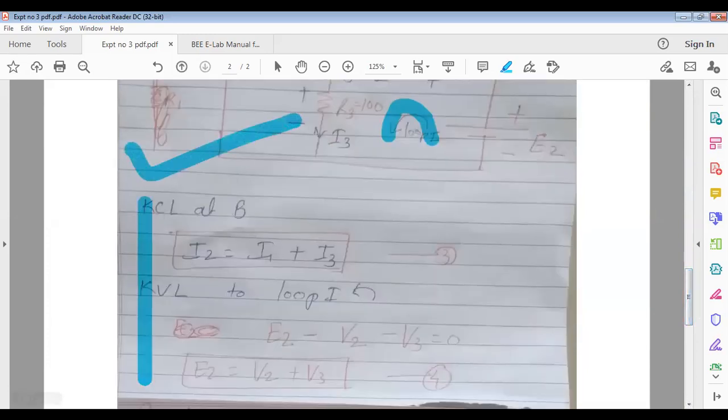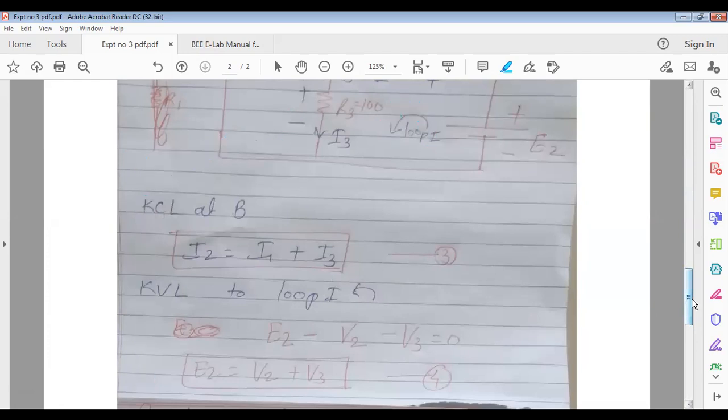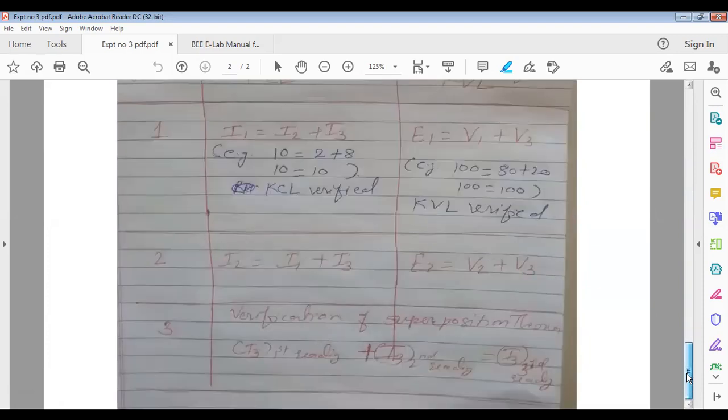Why am I telling you to write it? Because some students don't even know how to write KVL and KCL equations. That's why. Okay. And then below it, complete the result table for 4 lines for each reading. Detailed calculation for 4 lines. And say KCL is verified, KVL is verified. Any difficulty with this? No, ma'am.